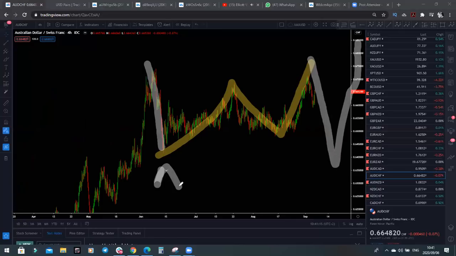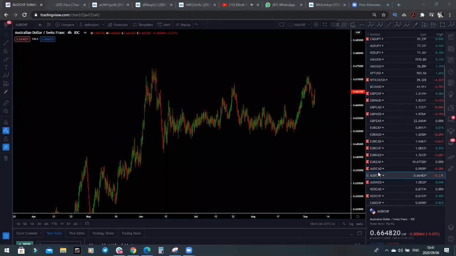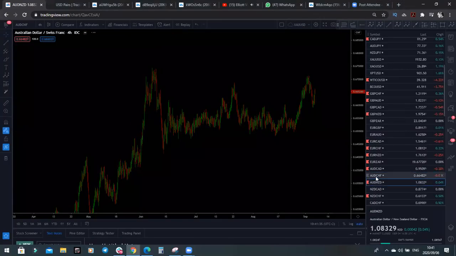What you have here is an A, B, C, and then continuation to the downside. But this C can only come after we have completed this one. This one needs to complete here to the top. Then we can start looking for that C. Right, that is AUDCHF.